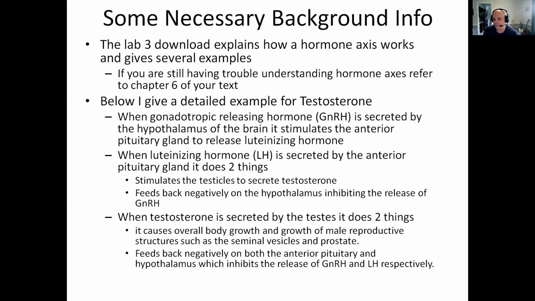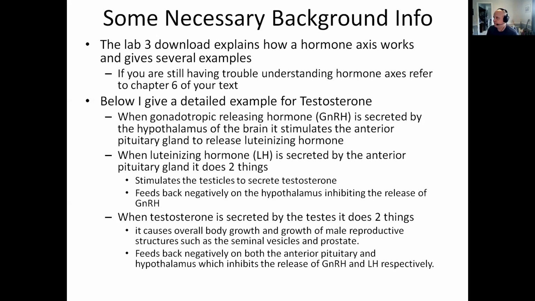The rule of thumb is that any forward gland is going to be stimulated by a previous gland, right? And any forward gland is going to inhibit any previous gland. All right, you might have to rewind that and re-listen to it. But that's the gist, and that's true of all of these hormone axes.